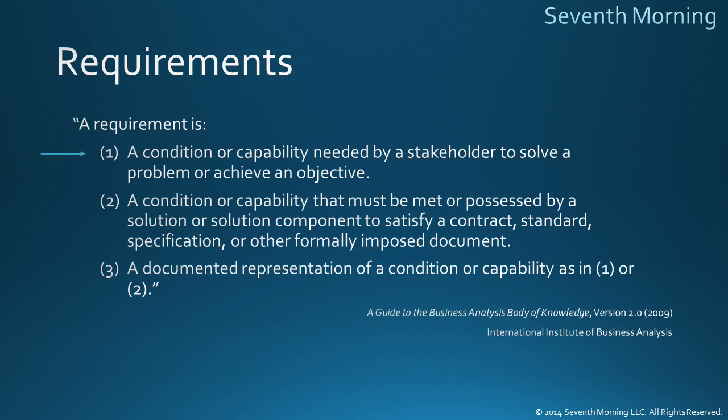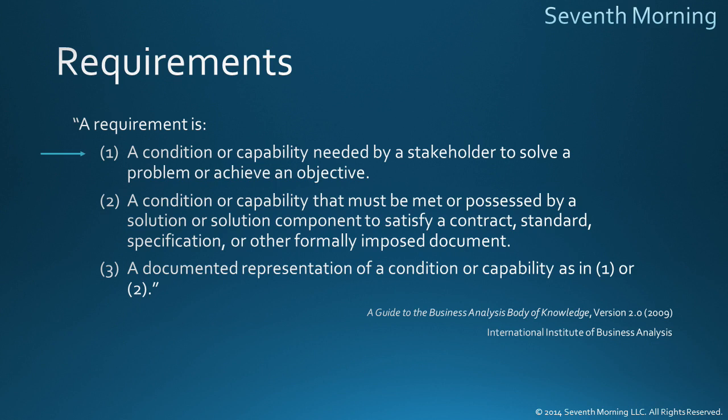The first definition is a condition or capability needed by a stakeholder to solve a problem or achieve an objective. That's great, but what does that mean exactly? Well, it defines requirements partly as conditions or capabilities. These could be conditions or capabilities of a system, or of a business process, a policy, etc.